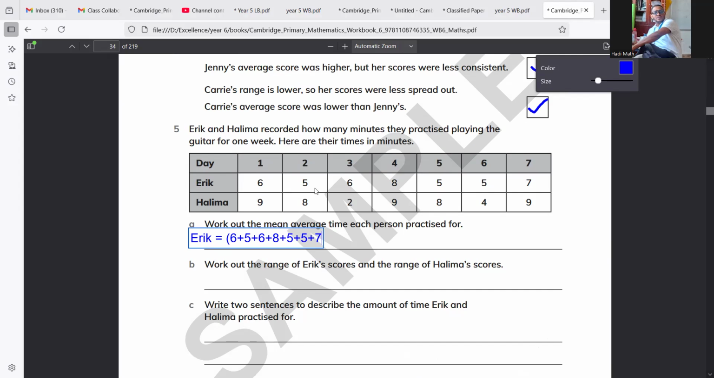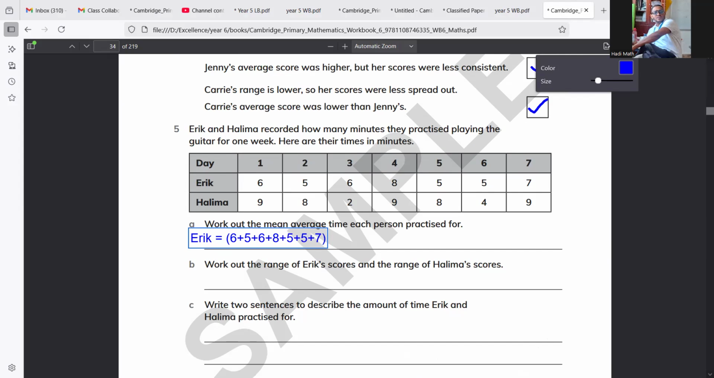Count them: 1, 2, 3, 4, 5, 6, 7. And count these: 1, 2, 3, 4, 5, 6, 7. Go and add them. 6 and 5 is 11. 11 and 6 is 17. 17 and 8 is 25. 25 and 5 is 30. 30 and 5 is equal to 35. 35 and 7 is equal to 42.